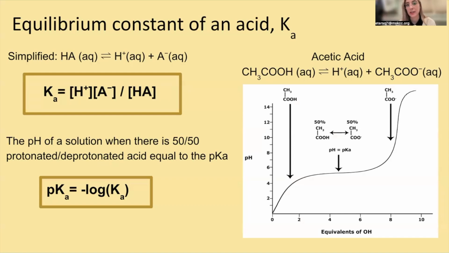There's going to be times when you dissolve a weak acid in solution that there's more protonated acid than deprotonated acid. However, when the concentration is equal, or a 50-50 mixture of deprotonated and protonated species, the pH of the solution equals the pKa. And the pKa is just the negative log of the Ka. So given all of this information, we can solve for the H plus ion concentration of a weak acid in solution and then calculate pH.